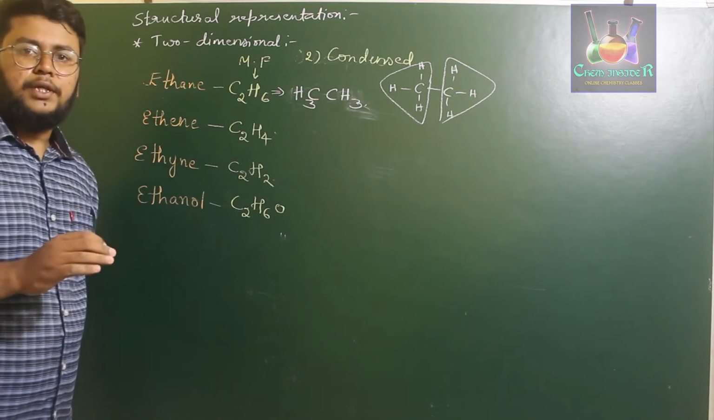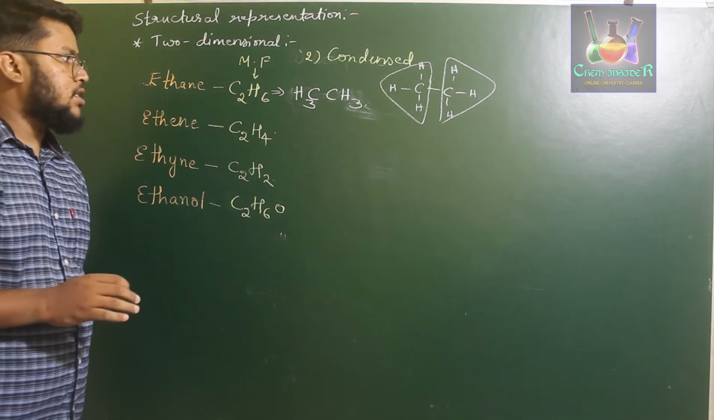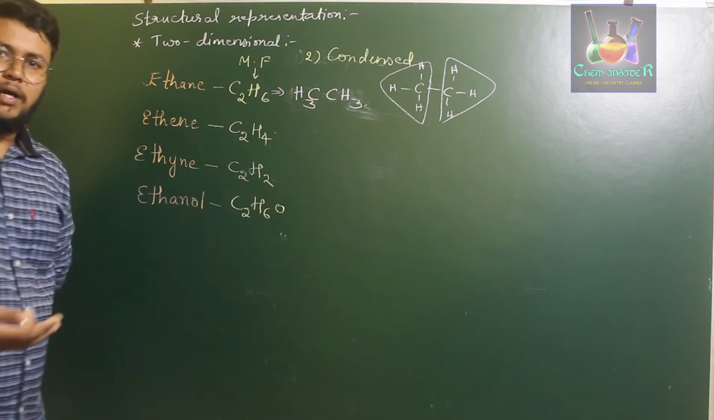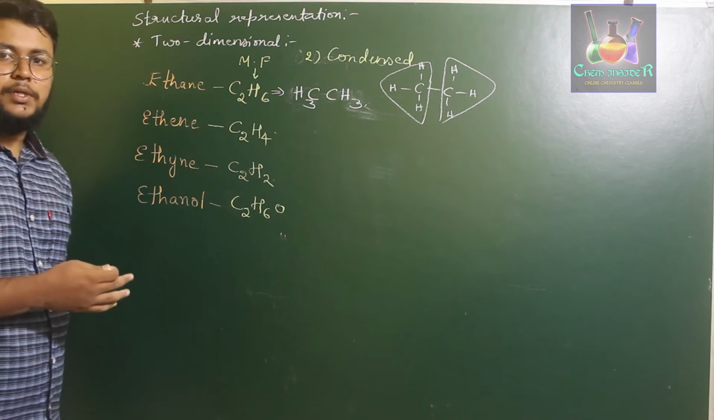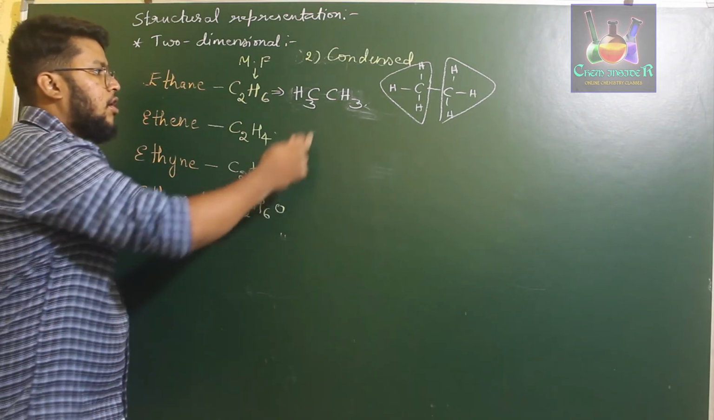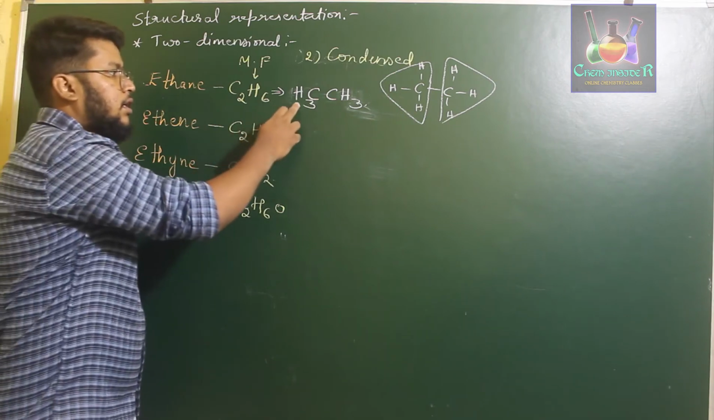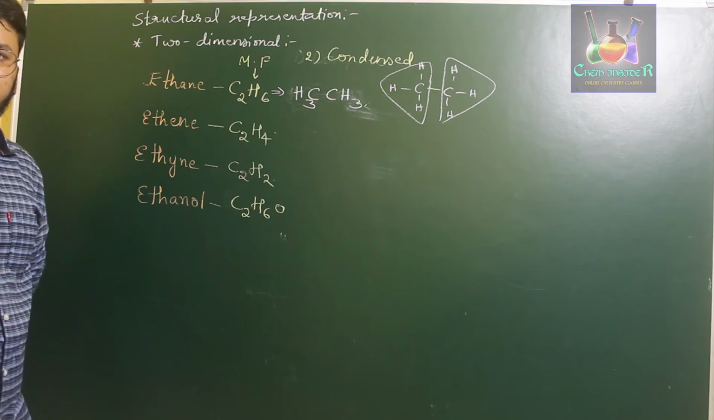Remember, there should be no bond present in the condensed representation. In certain cases, what we observe is these might be linked by a single bond. It doesn't matter if you are explaining a reaction, but if you are explaining a structural representation in condensed form, you should not write bonds between carbon atoms also. Okay, so this is the type of representation which we use for condensed form.